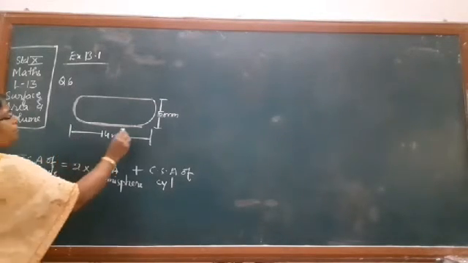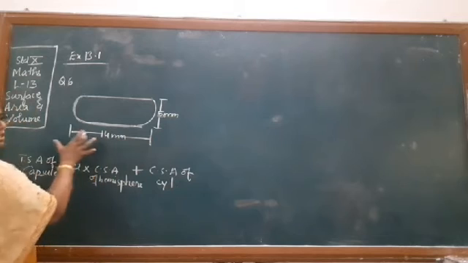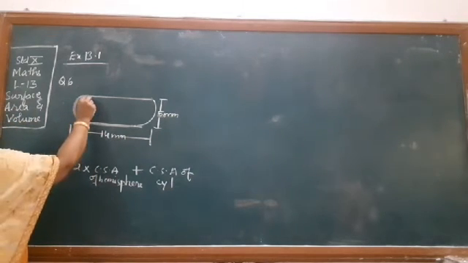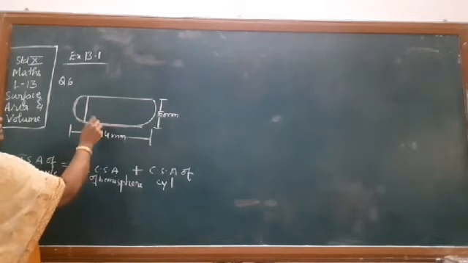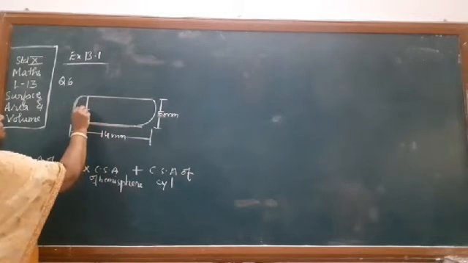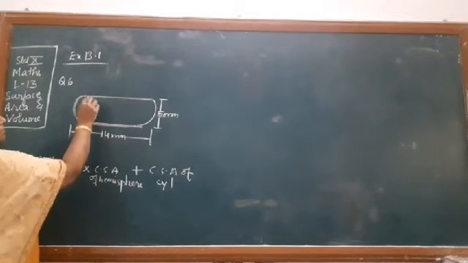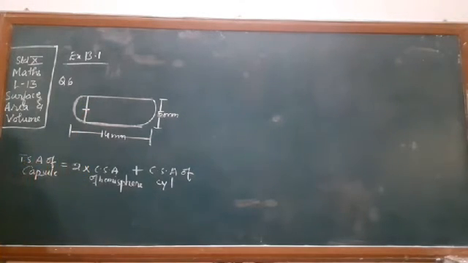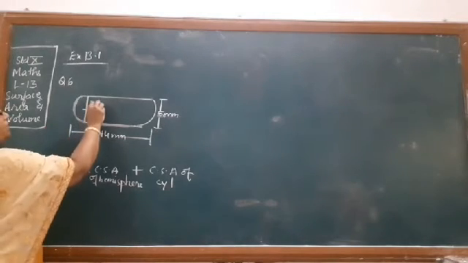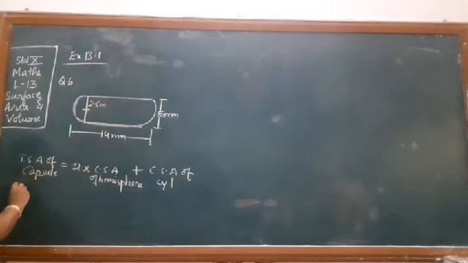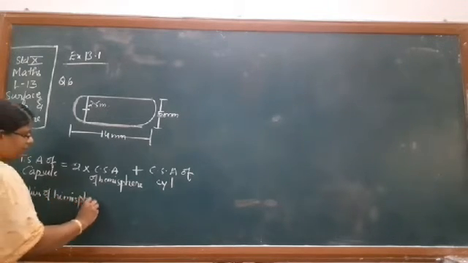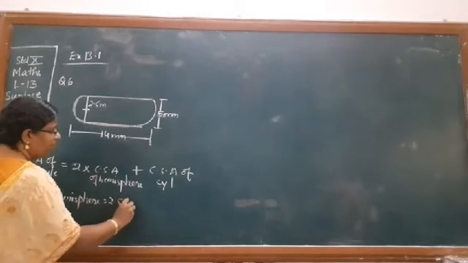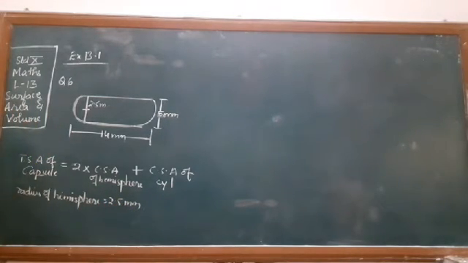So the entire length is 14 millimeter, and the diameter is given to you. Diameter is 5 millimeter. That means your radius will be equal to what? Radius of this hemisphere will be 2.5 millimeter. So radius of hemisphere is equal to 2.5 millimeter.